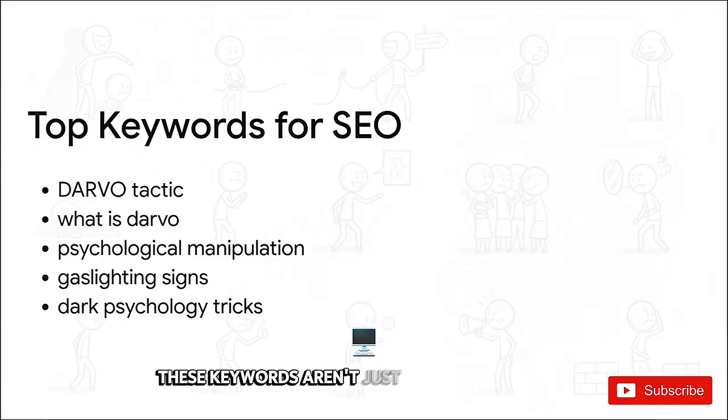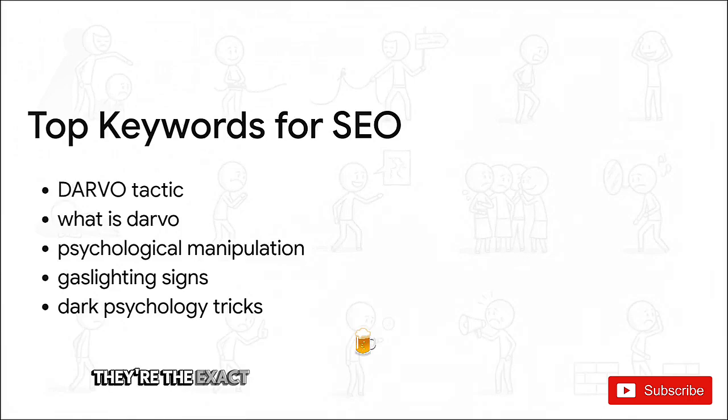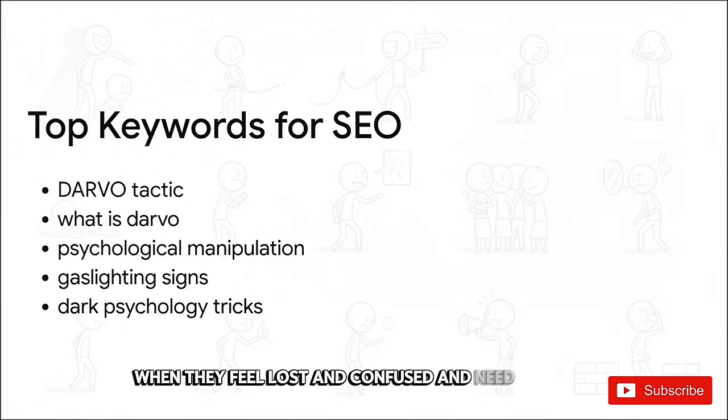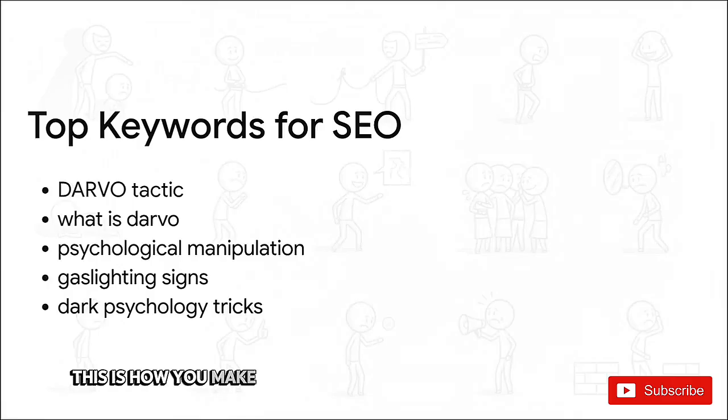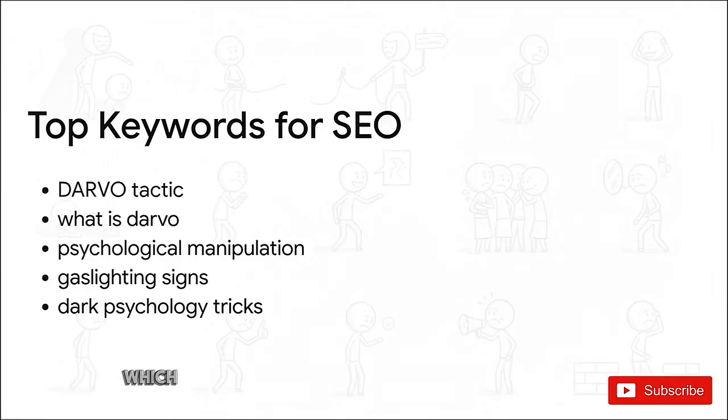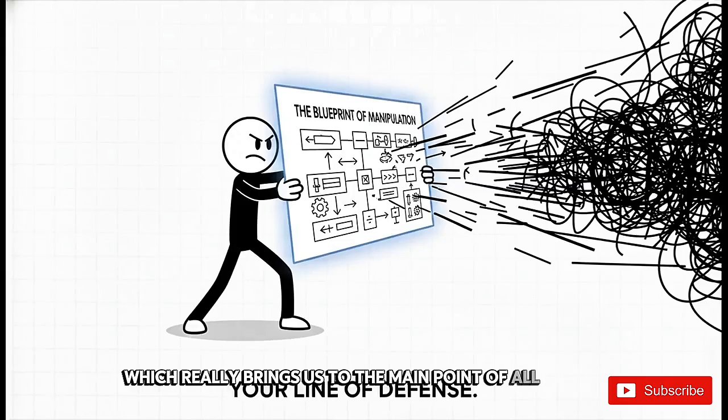And behind the scenes, this is the invisible architecture holding the whole thing together. These keywords aren't just words on a screen. They're the exact phrases people are typing into search bars when they feel lost and confused and need answers. This is how you make sure the right message finds the right people at the right time. Which really brings us to the main point of all of this.